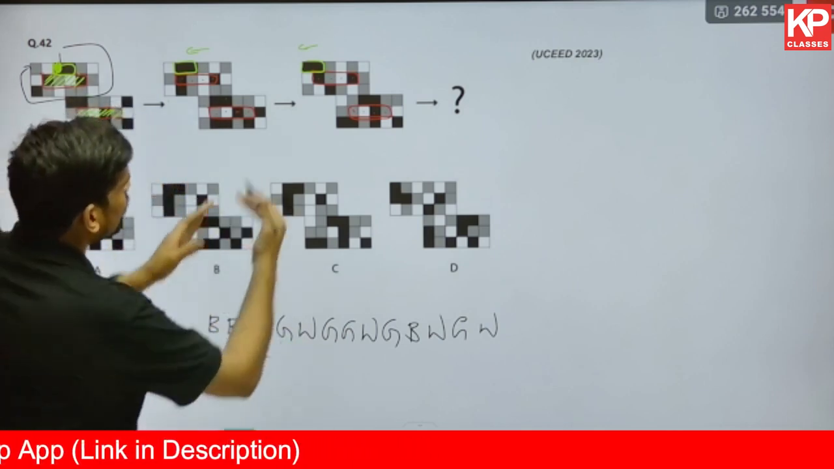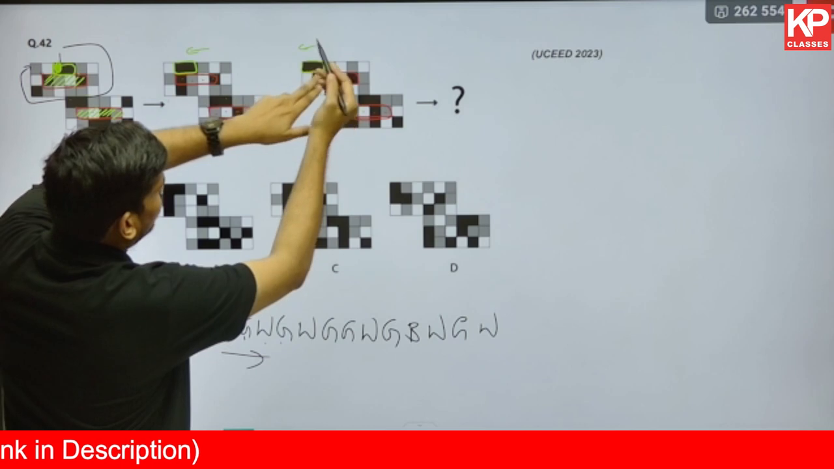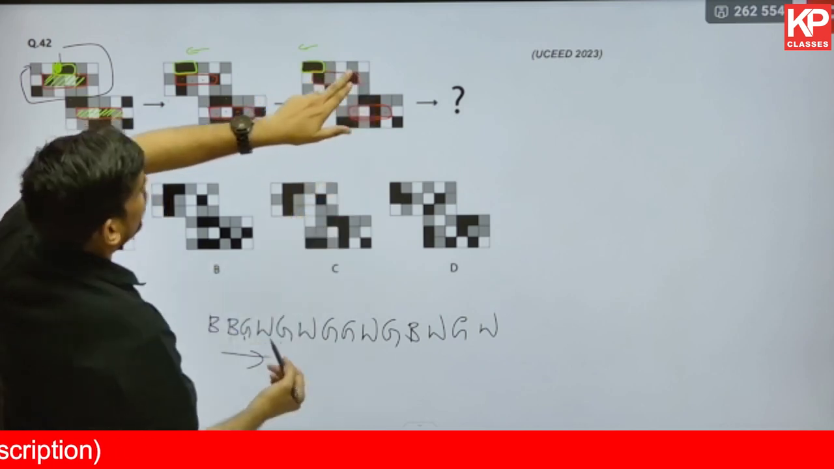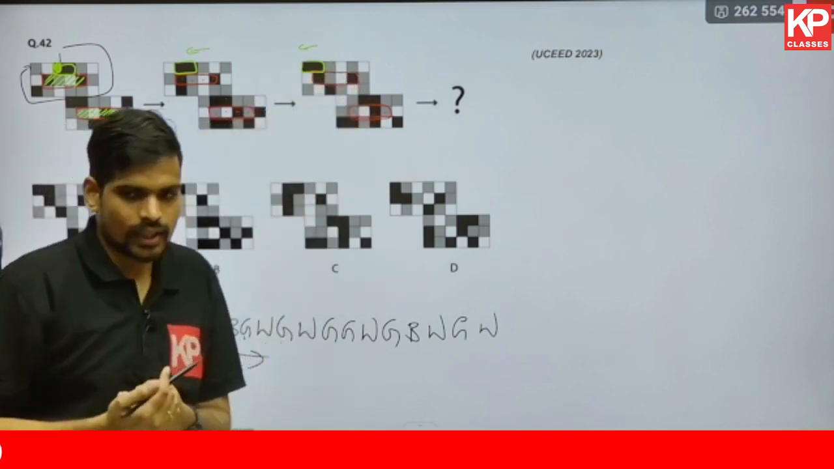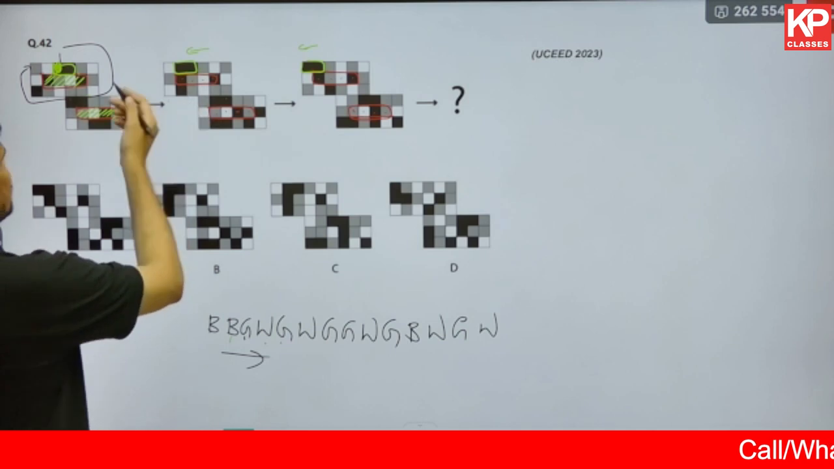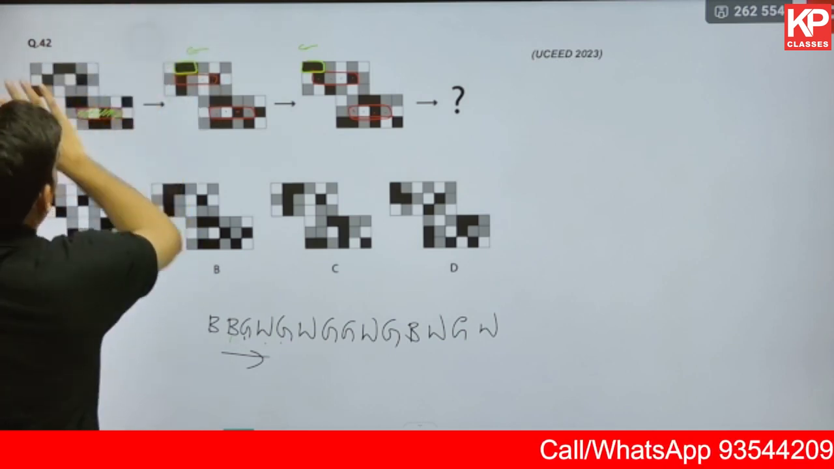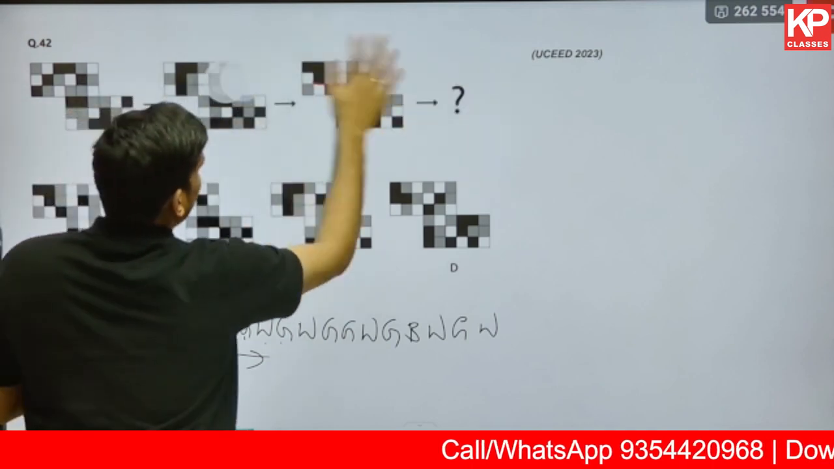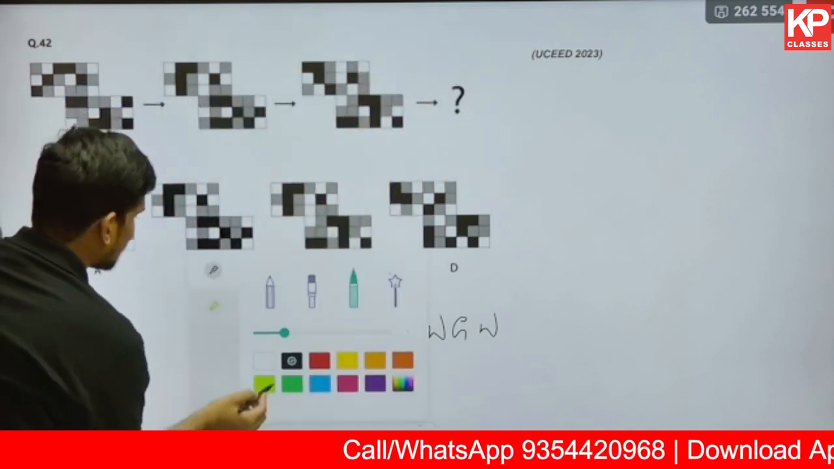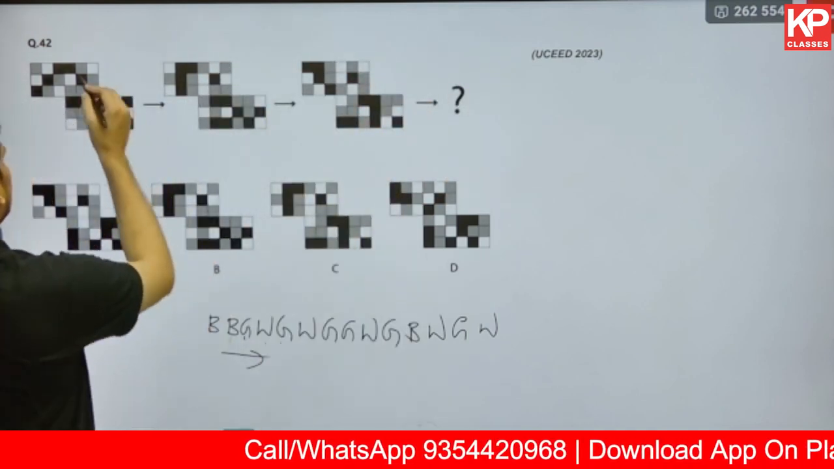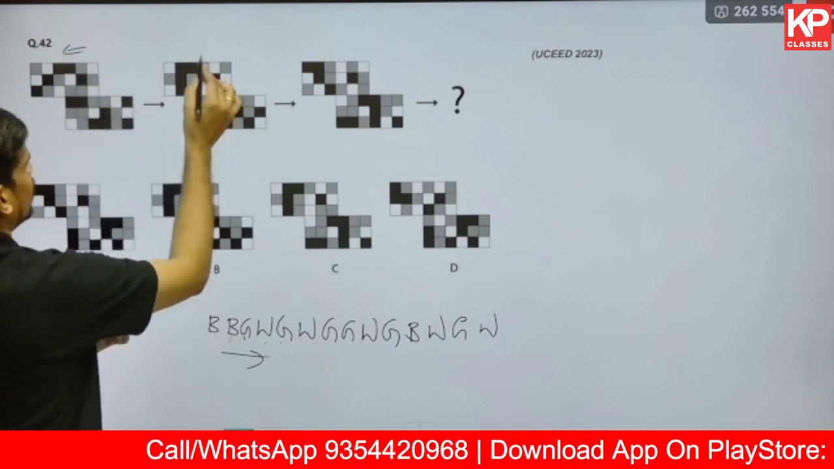The same sequence is seen over here also. Black, then black again, then gray, then white, then gray, then white. So it is the same sequence. But what is the change? There is a shift from option 1 to option 2. So I have seen what is common. Once you know what is common, now see what is changing. The change which you observe is there's a shift towards the left.